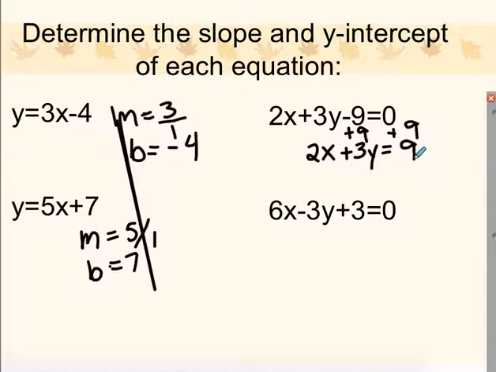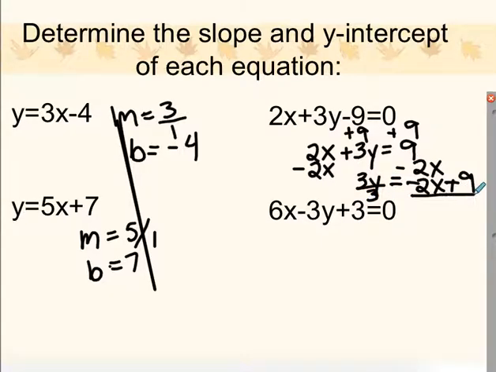And then I still want to get y alone, so I take away 2x. And I have 3y is equal to negative 2x plus 9. And then, to get y completely alone, it's right now multiplied by 3, so I need to divide by 3. Now, in previous lessons, when we're just solving for a variable, it's okay to leave it like this, but in slope-intercept form, I need to split up these terms and actually divide them by 3.